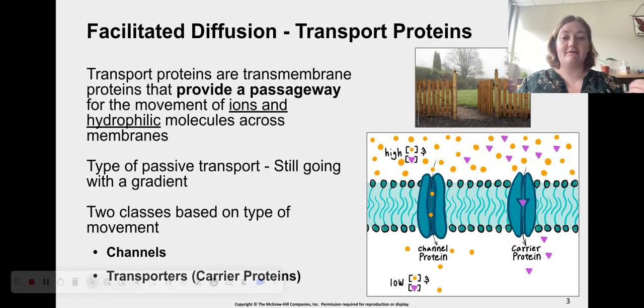So if we're going back to that fence analogy, facilitated diffusion is like we have a fence, but there is a door in the fence that allows movement of different particles or different people to cross over that fence. And just like there can be different types of fences, different types of fence gates, there can be different types of transmembrane proteins. In this case, being our channel proteins and our transporters. All right, let's look at them a little bit closer.